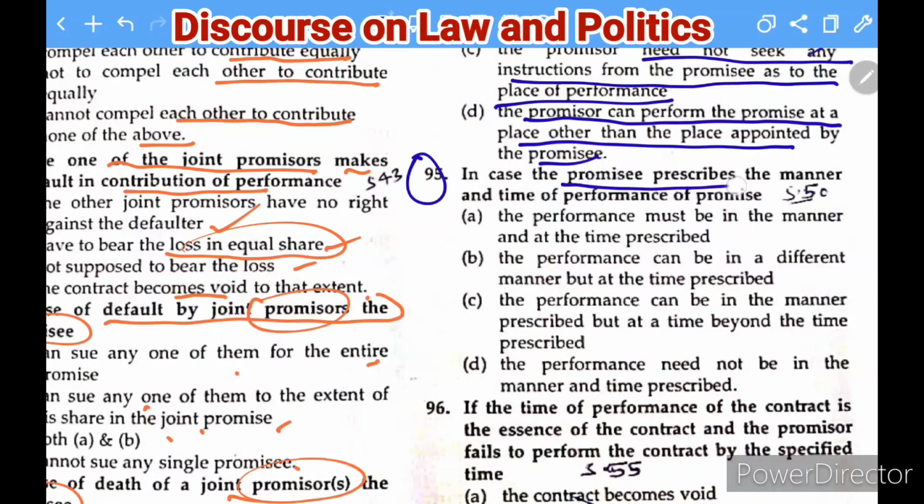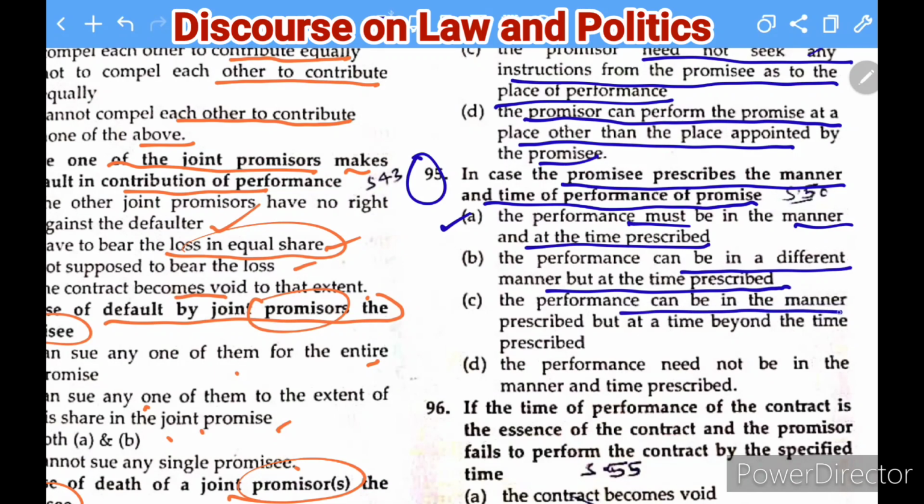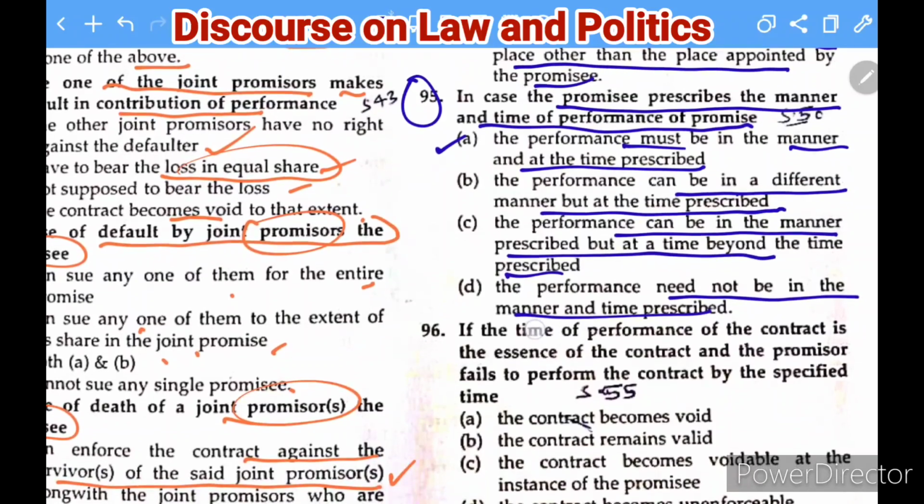In case the promisee prescribes the manner and time of performance of the promise, the options given here are: the performance must be in the manner and at the time prescribed; the performance can be in a different manner but at the time prescribed; the performance can be in the manner prescribed but at a time beyond the time prescribed; the performance need not be in the manner and time prescribed. So my dear friends, the option here, that is A, is correct.